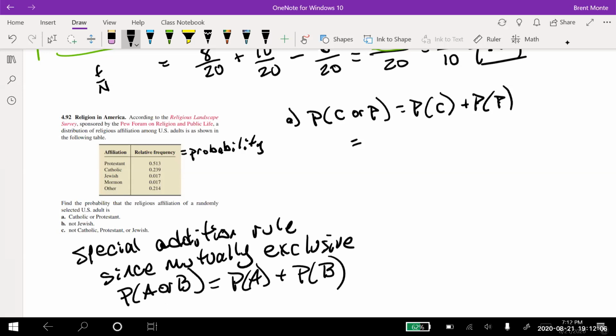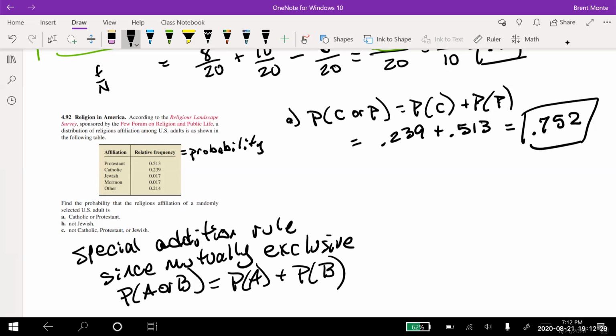So probability of C, that's 0.239, plus probability of P, 0.513. I'm just pulling those straight out of the chart that they gave us. And then 0.239 plus 0.513, we get 0.752. That's the probability that they were one or the other of those two. And then it says probability not Jewish. So probability not Jewish means probability of any of the other ones.